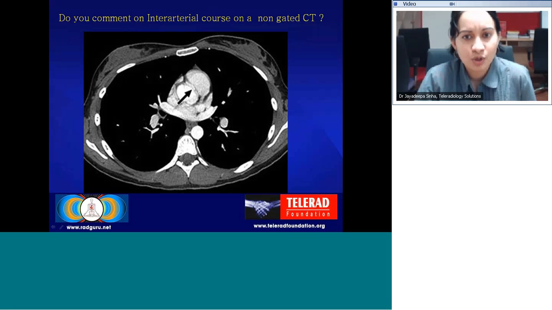This should not be confused as a coronary anomaly, and it is best to refrain from commenting on such anomaly unless we see the distal course of a right coronary artery distally. So on a non-gated CT, we should refrain from calling it an anomalous interarterial course unless we see the course of the RCA distinctly.